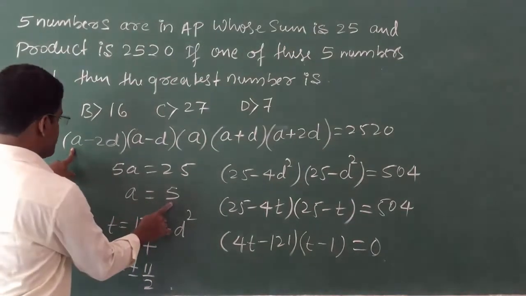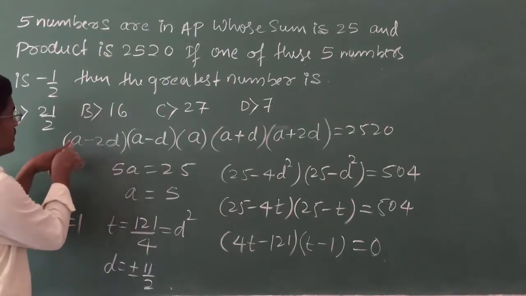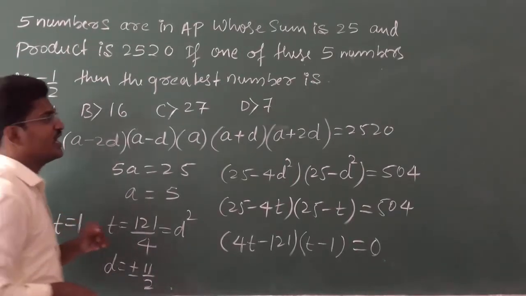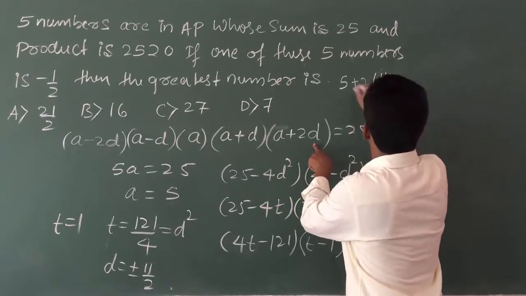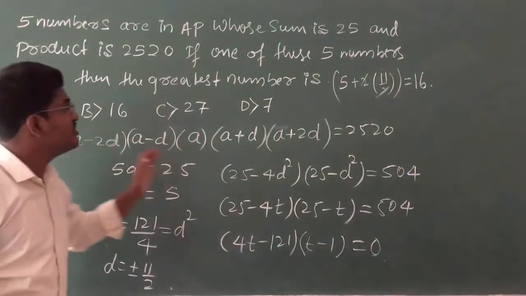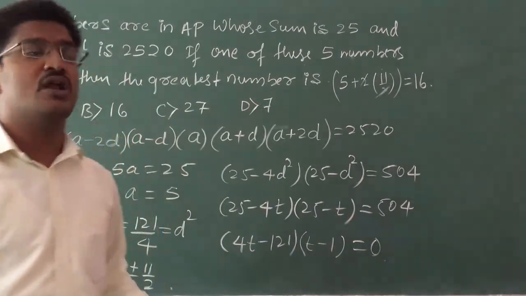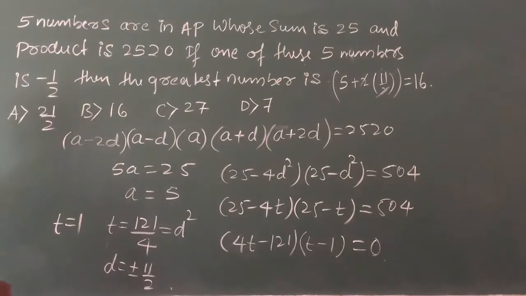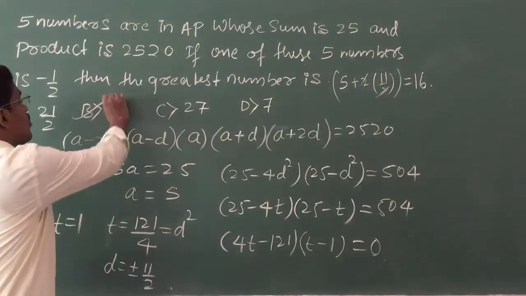A is 5. You put here A is 5, minus 2 into 11 by 2, the 2s cancel, so 5 minus 11 will be minus 6. Again, here you can put A as 5 plus 2 times 11 by 2, which simplifies to 16. All the numbers are in AP, so A plus 2D is the maximum, the highest number out of those 5 numbers. So 16 is going to be the greatest number among those 5. Therefore your option will be B.